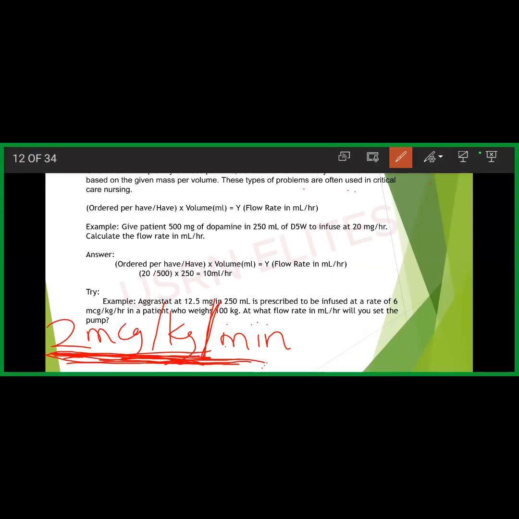So with this same try question, we made a modification to it. Instead of 6 micrograms per kilogram per hour, we changed it to 2 micrograms per kilogram per minute. But we are still using 12.5 milligrams per 250 mils, what I've circled. And I gave the weight to be 220 pounds. When you convert 220 pounds to kilograms, we had 100 kilograms.